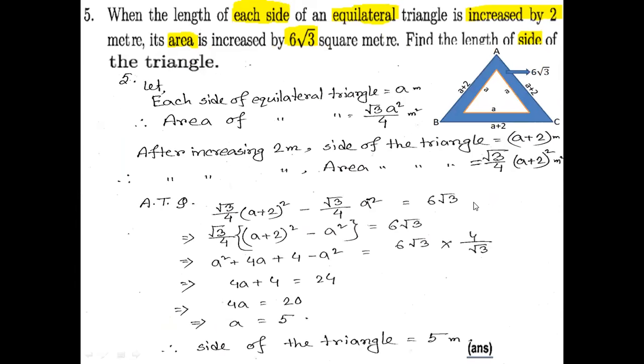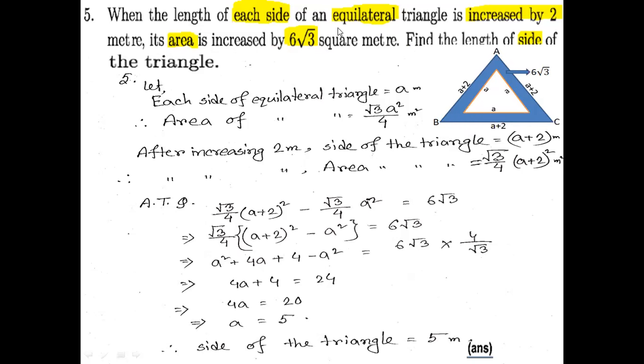Our first math says when the length of each side of an equilateral triangle is increased by 2 meters, its area is increased by 6 root 3 square meters. Find the length of the side of the triangle. Suppose this is our first triangle where the length of each side is a. Now, if every side increases by 2 meters, the length of the side will obviously be a plus 2. The blue marked part is our increased area, and the increased area is 6 root 3.